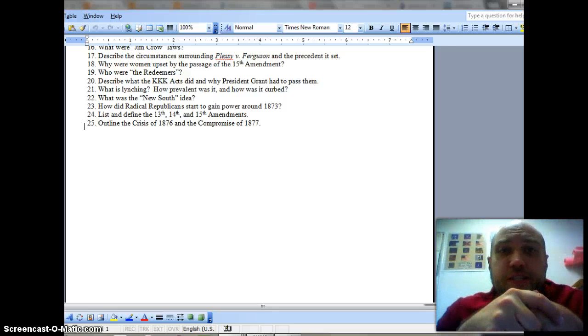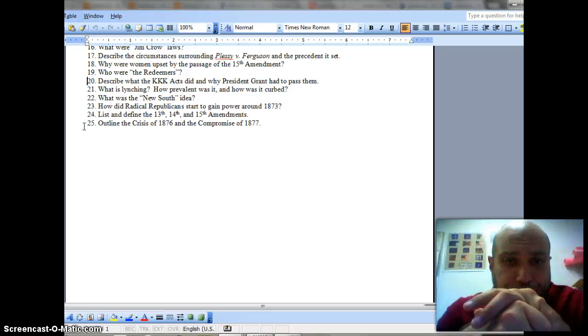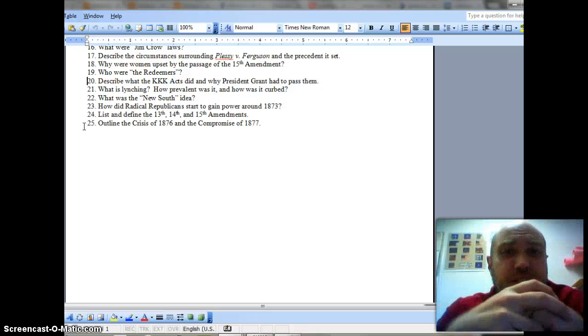Okay, 22, the New South. That's where they want to replace agriculture with industry. They want to be more cooperative with the North, and they want to transform the South.